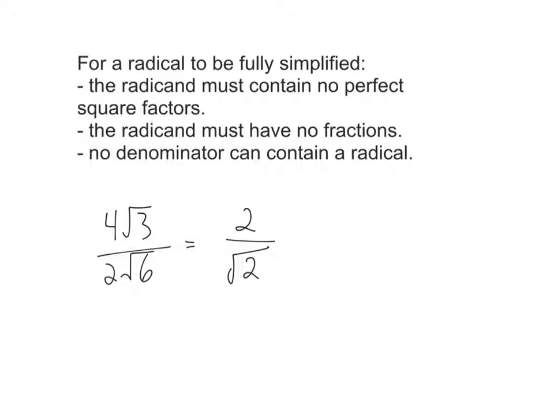So here's what it says. For a radical to be fully simplified, the radicand must contain no perfect square factors. That part you already knew, but this is a new part. The radicand must have no fractions, so that's why I couldn't just make it a 1/2. And no denominator can contain a radical. So this, even though I did that simplifying by dividing and got 2 over root 2, is not fully simplified. And that's where the new stuff comes in, which is called rationalizing the denominator.